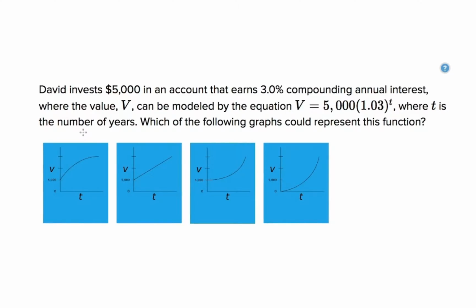Let's get started. This first problem has a lot going on at first glance, so we're just going to try to make sense of it by reading the problem. David invests $5,000 in an account that earns 3.0% compounding annual interest, where the value, V, can be modeled by the equation V equals 5,000 times 1.03 to the power of t, where t is the number of years. Which of the following graphs could represent this function?